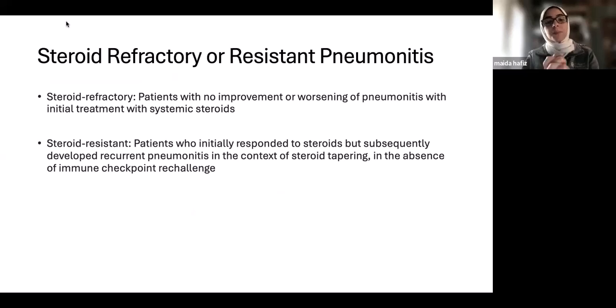So we do not have a definite definition of steroid refractory and resistant pneumonitis in ADC pneumonitis. In pneumonitis, the definitions for steroid refractory and resistant are: patients with no improvement or worsening of pneumonitis with initial treatment with systemic steroids were defined as steroid refractory, whereas patients who initially responded to steroids but subsequently developed recurrent pneumonitis in the context of steroid tapering in the absence of ICI rechallenge were called steroid resistant. Next slide.